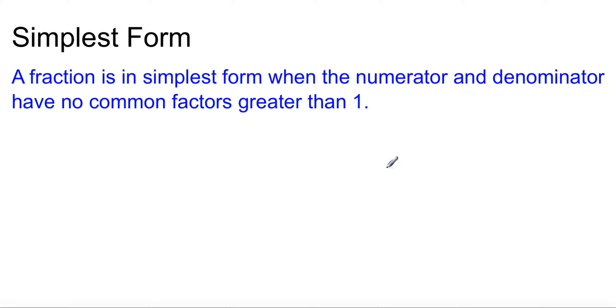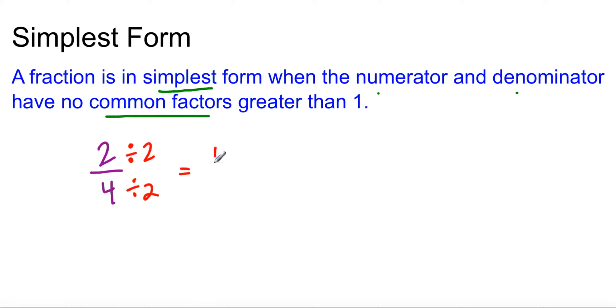Now, fractions in simplest form. We always want to write our fractions in simplest form. A fraction is in simplest form when the numerator and the denominator have no common factors greater than 1. Let's go back to good old 2/4. 2/4 is not in simplest form because the numerator and the denominator both have 2 in common. In other words, 2 goes into 2 and 2 goes into 4. So we're going to divide both by 2. 2 divided by 2 is 1, and 4 divided by 2 is 2. So 2/4 is going to be written as 1/2 in simplest form.